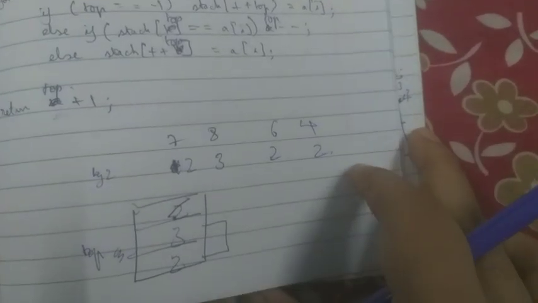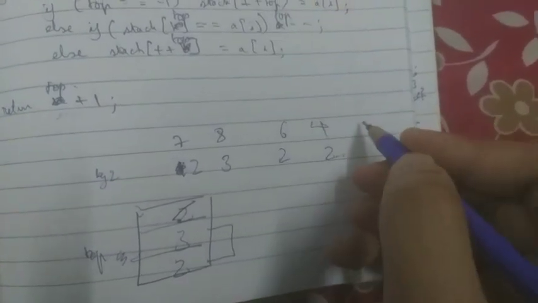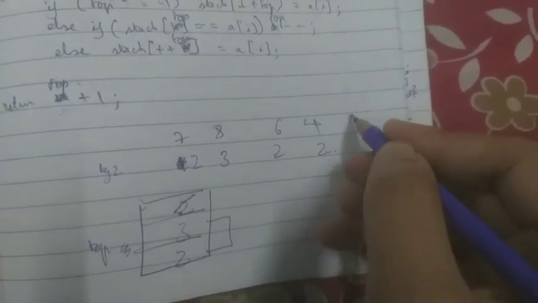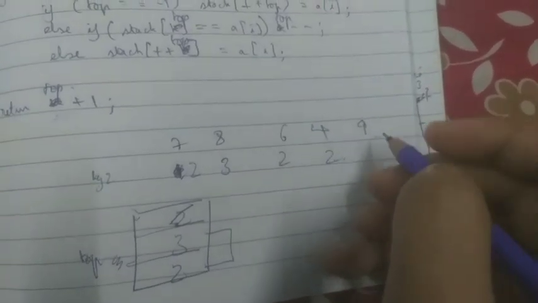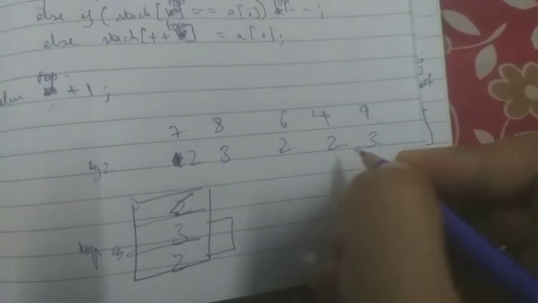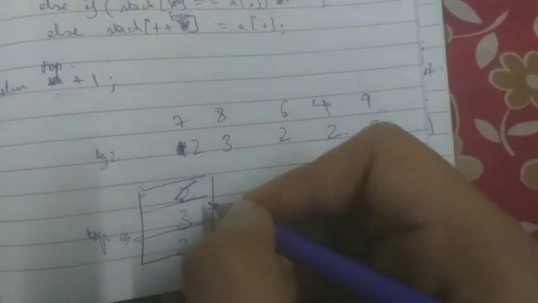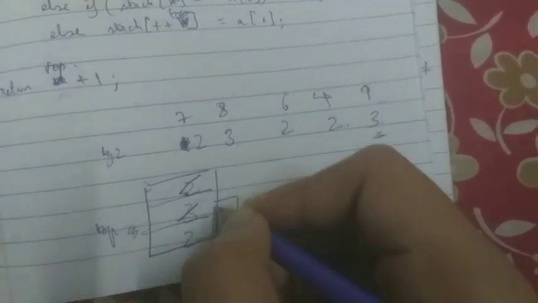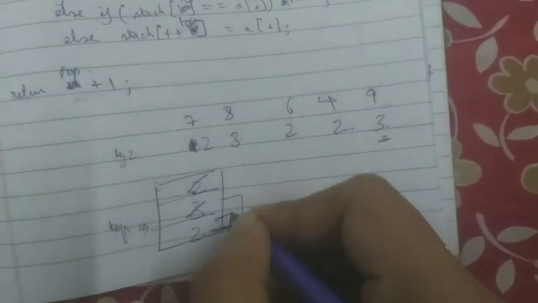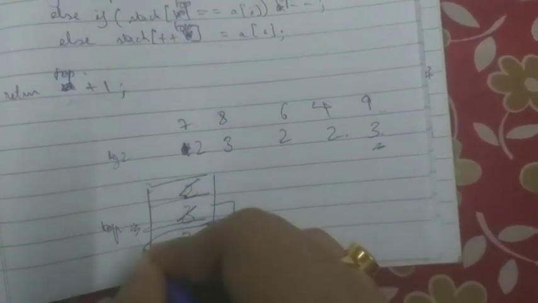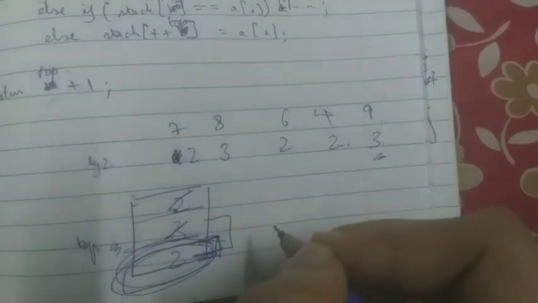Let's add another element. Let's say there was 9 over here, so that would make it 3. Now see, once we encounter 3 with 3 on the top, we can pop it out. So at that position, 1 would have been the answer, because there is only one element left.